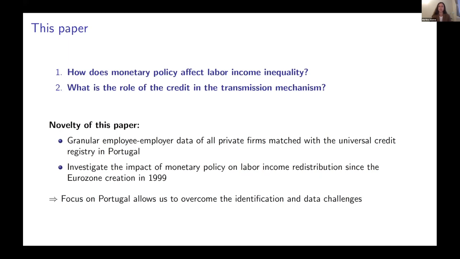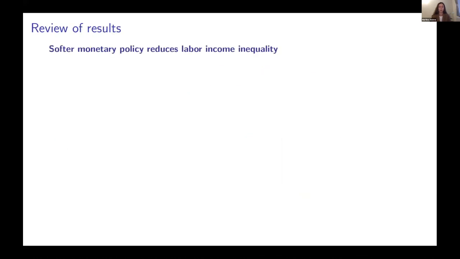And so taking these two things together, we would like to argue that Portugal is actually a really interesting setting to explore these questions. So before I jump into the actual presentation, let me give you an overview of all the results that are relevant for this paper. The main thing that we find in the paper is that softer monetary policy, in other words, lowering of the interest rates, reduces labor income inequality.